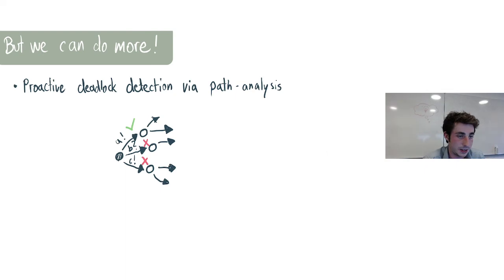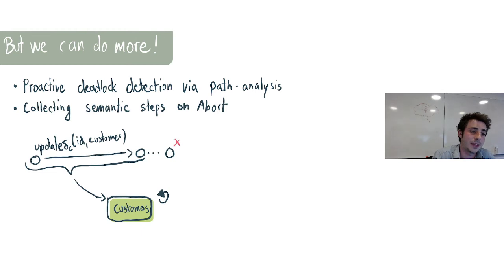However, it is not everything that we can do. Furthermore, it is possible to proactively only take paths that don't end up in a deadlock, because we always can analyze which kind of paths are safe to execute. And then we can also semantically collect information if we have to abort a transaction, because we know the semantic steps that we have done in the past. So for example, if we would have done an update to the customer's database, we would be able on the board to send that to the customer to make sure that this gets reverted in the database.